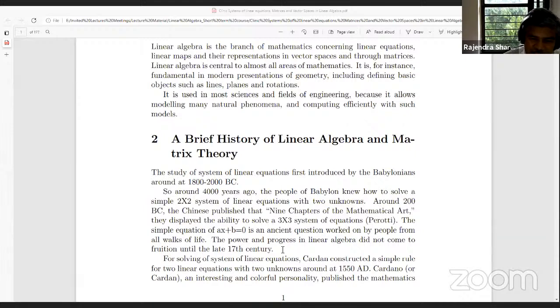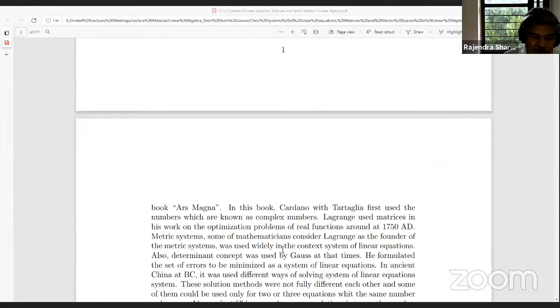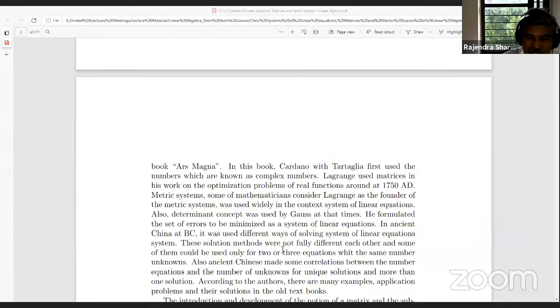Cardan, an interesting and colorful personality, published the mathematics book Ars Magna. And in that book, Cardano first used the numbers which were known as complex numbers due to, say, William Rowan Hamilton. Lagrange used the matrices in his work on the optimization problems of real functions around 1750 AD.